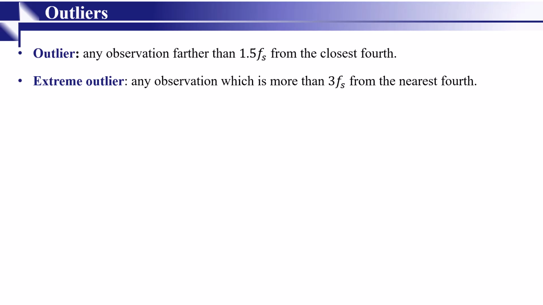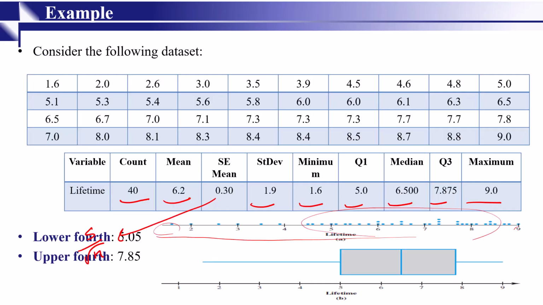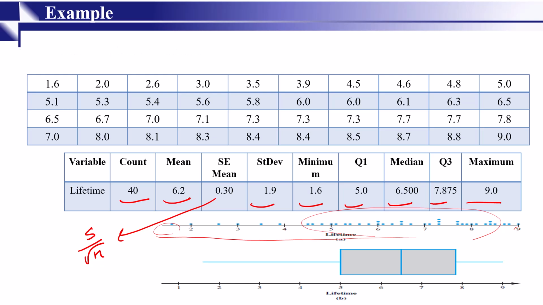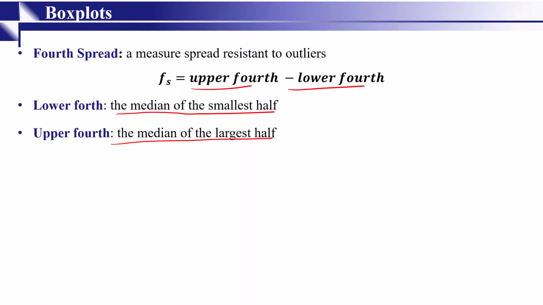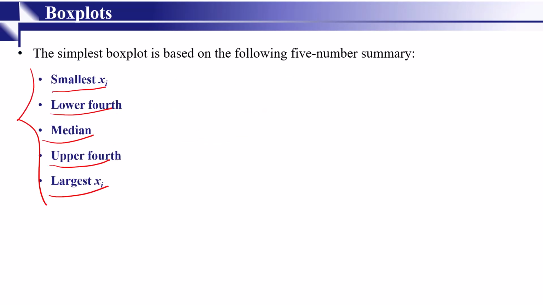So I talked about outliers. An outlier is any observation farther than 1.5 fs from the closest fourth. We also have something called an extreme outlier. It means any observation which is more than 3 fs from the nearest fourth. What is fs? Upper fourth minus lower fourth.